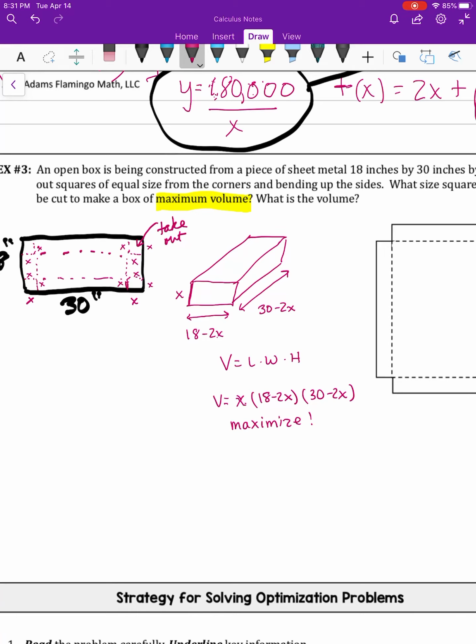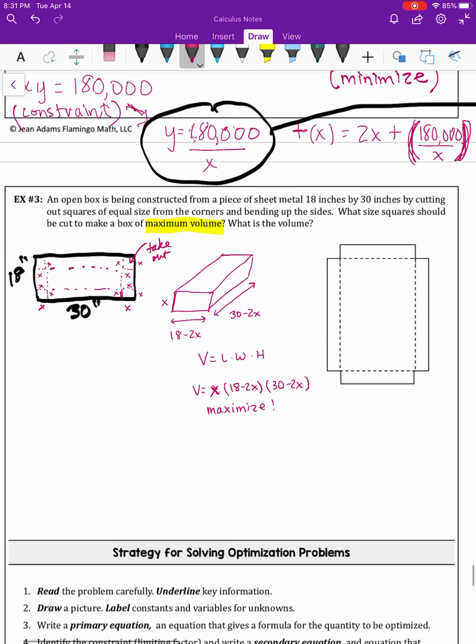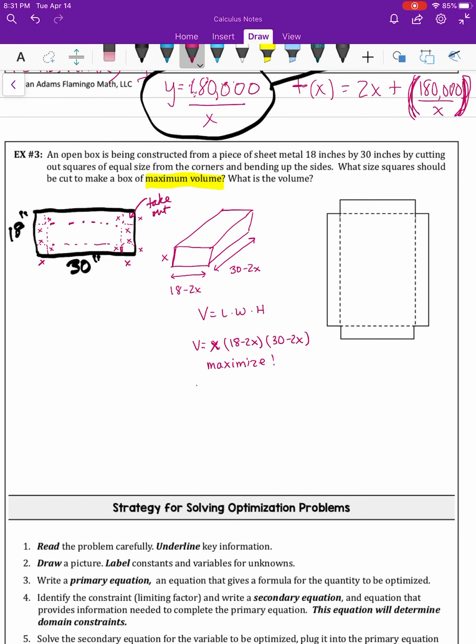So notice that it's already in terms of v and x. So it just has two variables, which is what you want. Okay? So you don't have to worry about any of your constraints. Your constraints were already in there by starting out with an 18 by 30 inch piece of sheet metal. So your constraints are already taken care of just by saying that that's the size of your sheet metal. So we want to know what size squares should be cut to maximize this volume.